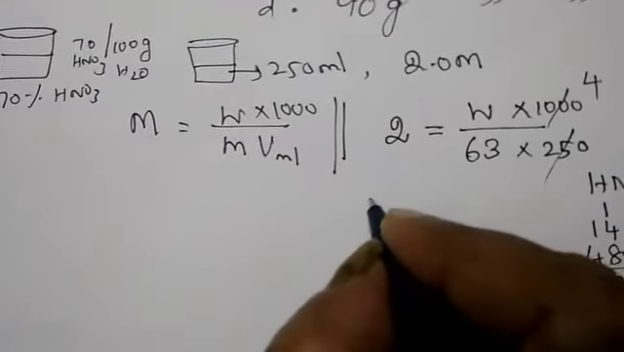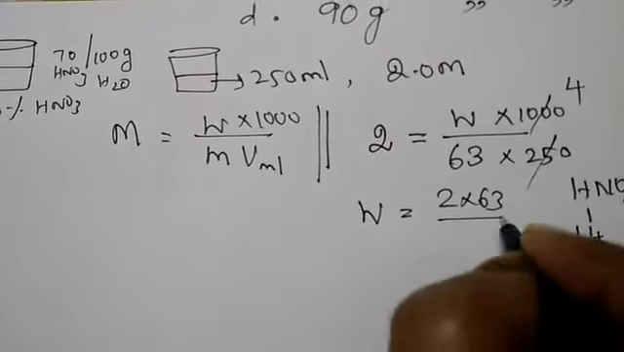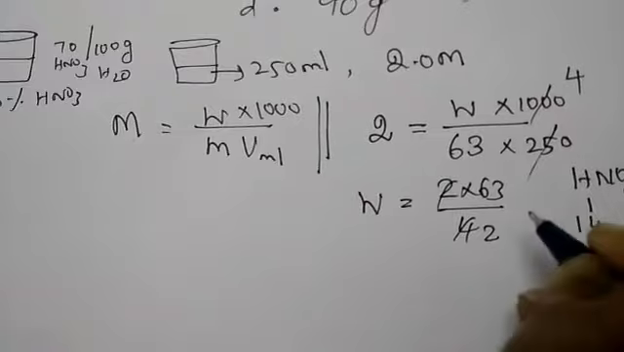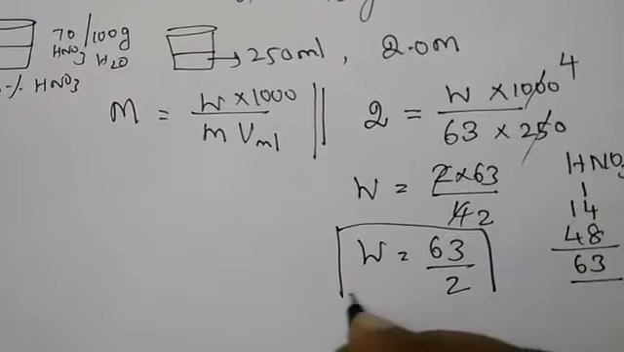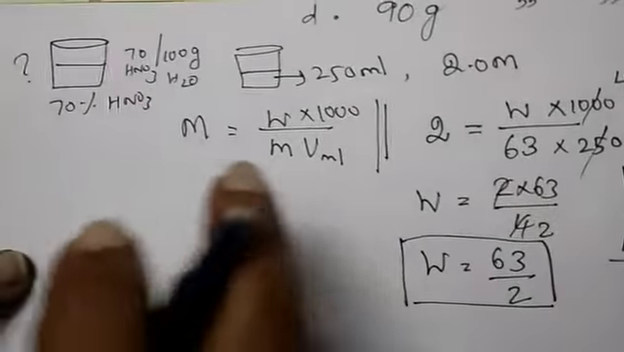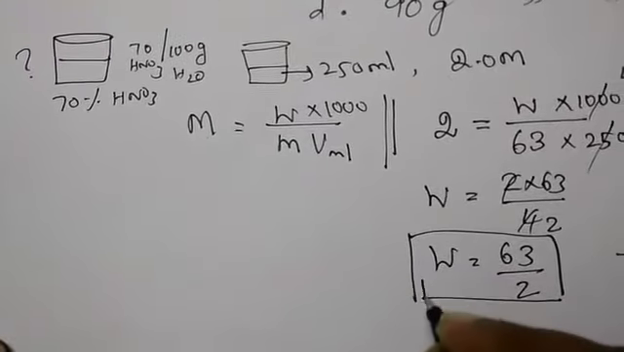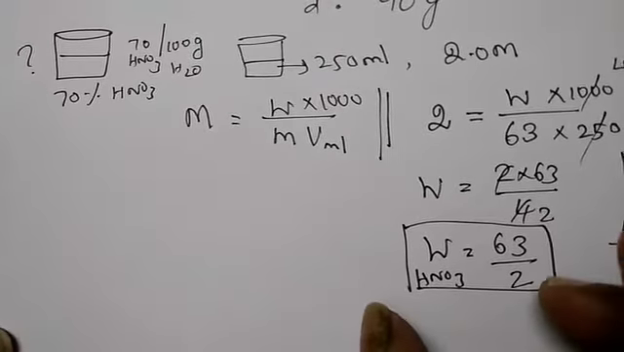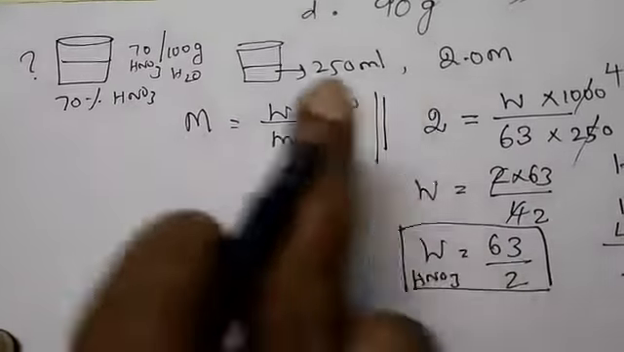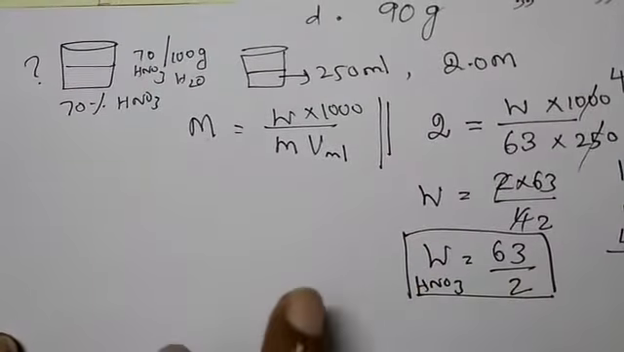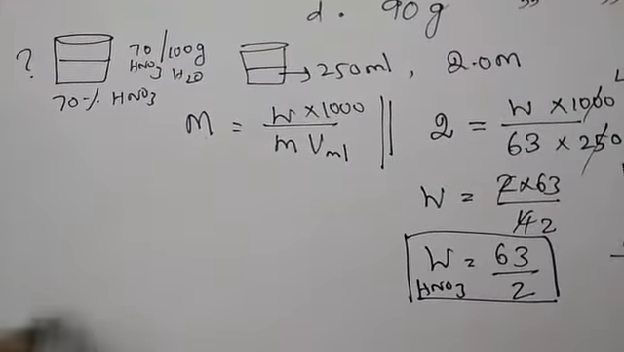Now here I am writing W is equal to, cross multiplying, 2 into 63 divided by 4, and on cancelling you get W is equal to 63 by 2. Just keep it in mind, because we have to substitute it in another formula. So what is this? It is the weight of nitric acid we have calculated. So we require 31.5 gram of nitric acid to prepare this solution. This is the information. How many grams of the concentrated solution I have to take and dilute, that we are going to do as the next step.